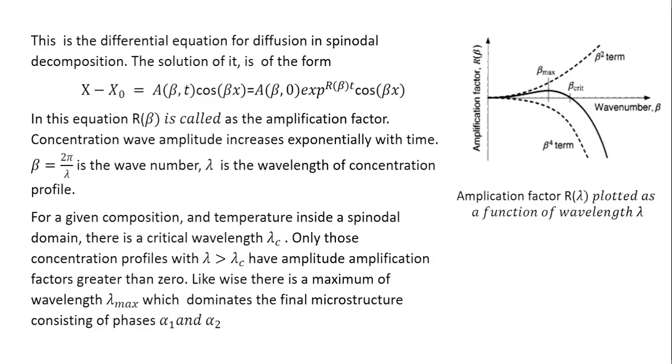In this equation, R of beta is called the amplification factor. The concentration wave amplitude increases exponentially with respect to time. Beta is equal to 2 pi by lambda, the wave number. Lambda is the wavelength of the concentration profile.